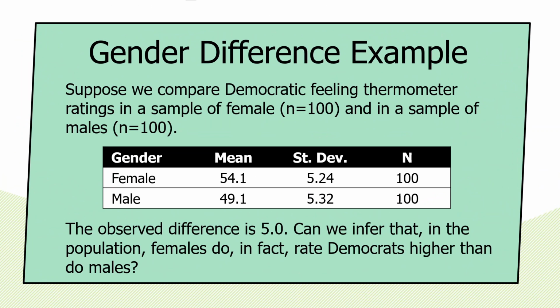Here's the question, and this question ought to be increasingly familiar given the topics that were covered in Chapter 6. Can we infer that in the population from which the sample was drawn, females do, in fact, rate the Democratic Party higher than do males? So that's the core question that we're asking, not unlike the inferential questions that were asked in Chapter 6 about a single population mean. Now, here is the answer that we start with.